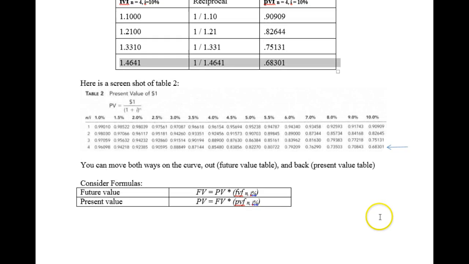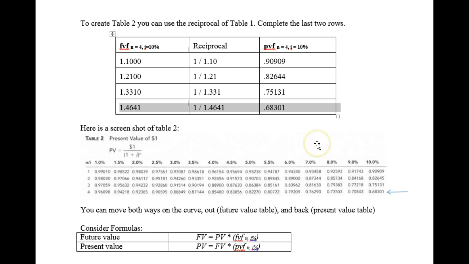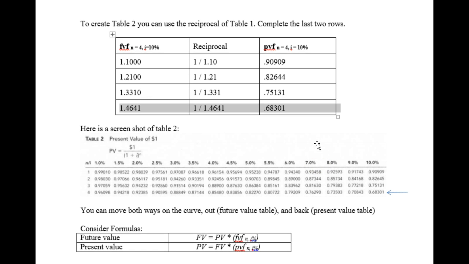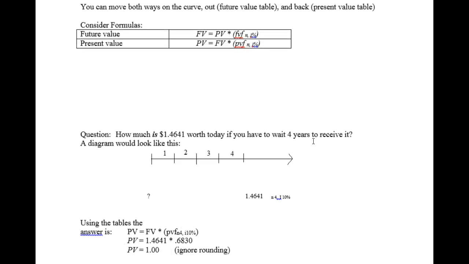So let's consider our formulas. The formula for the future value is take the present value and times it by an interest factor, a future value interest factor, table 1 with an n and an i. The formula for table 2 is take the future value and times that by an interest factor from table 2 to get the present value. So you can start with table 1 and convert it to table 2.